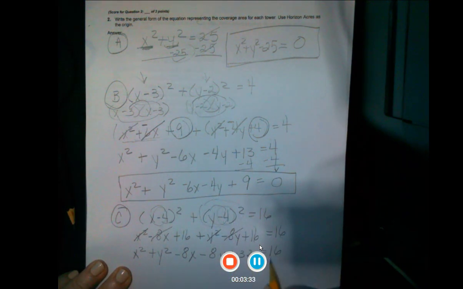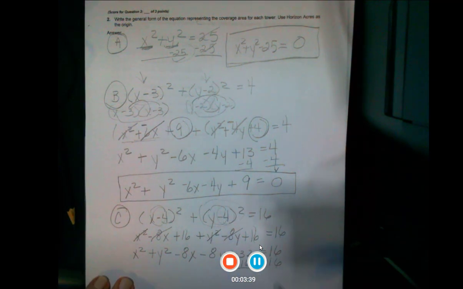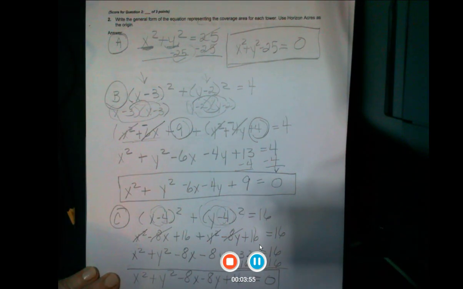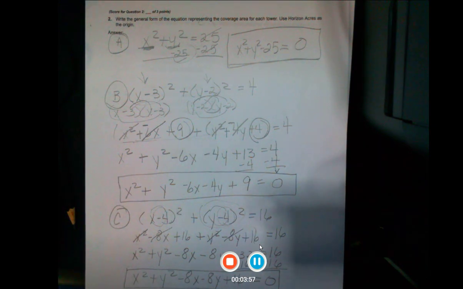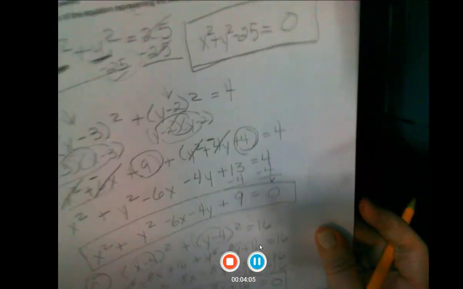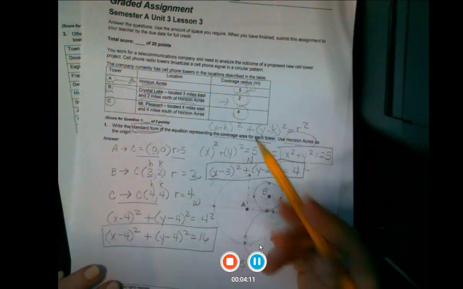Okay, and then the last step is to subtract that 16 from the right, and then put it together with the constant on the left when we subtract. So we have x squared plus y squared minus 8x minus 8y plus 16 equals 0. 32 minus 16 is 16. I hope I did that right. I hope you can see everything there. All right, so that's number 2. And I'm going to be grading it off of what you answered for number 1. So I need to see your equations there and how you got them.